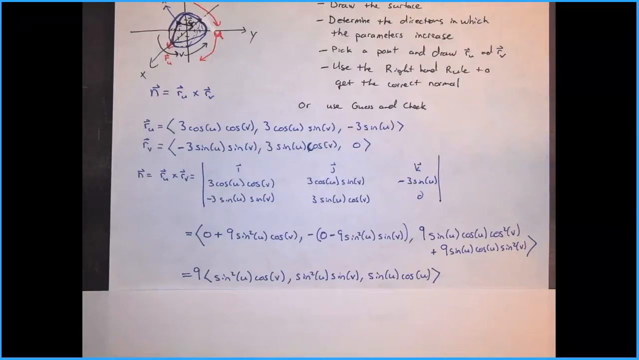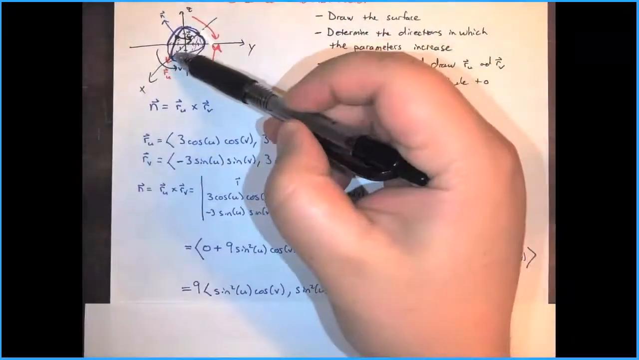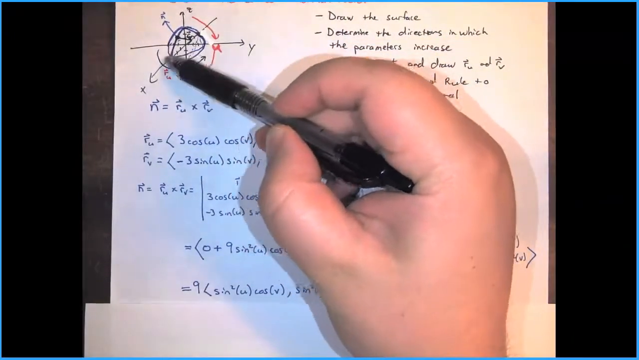I want to check and make sure I have the right normal. So I need to pick a value for u and v where I know what the normal should be. So for example, let's just say I want to pick the normal pointing in the positive x direction.